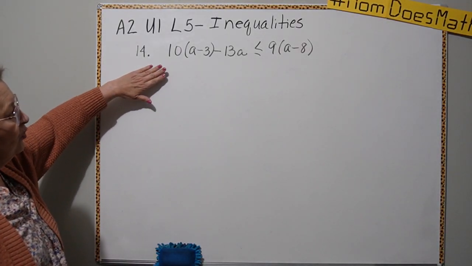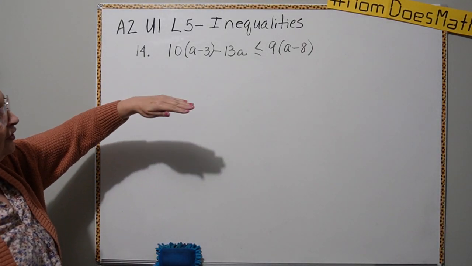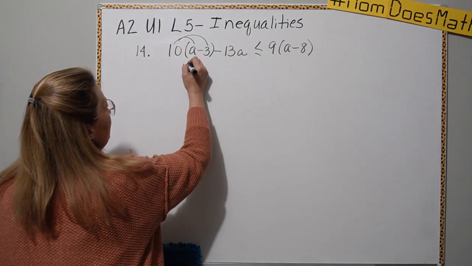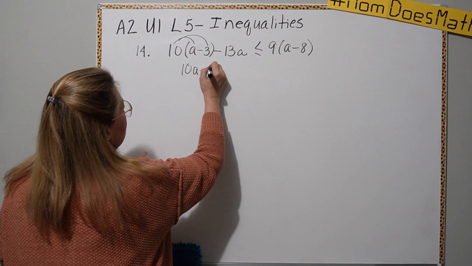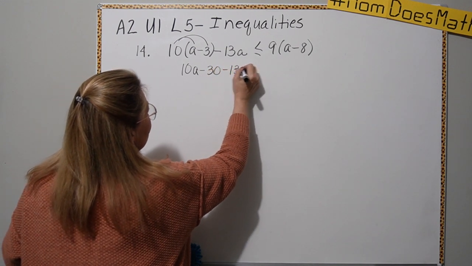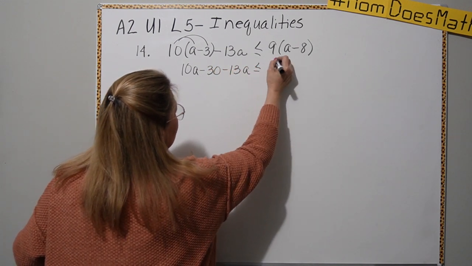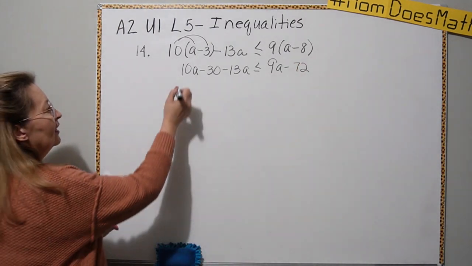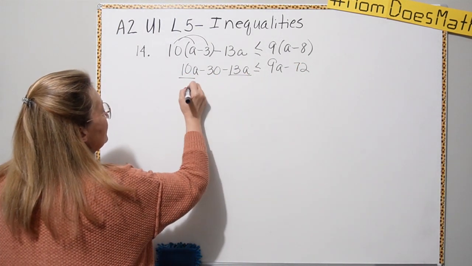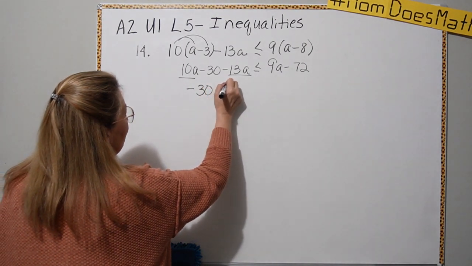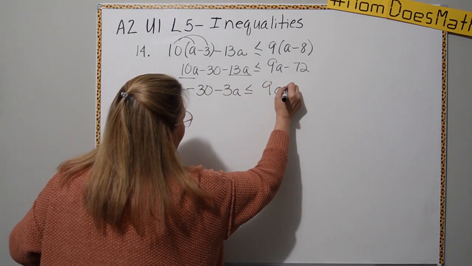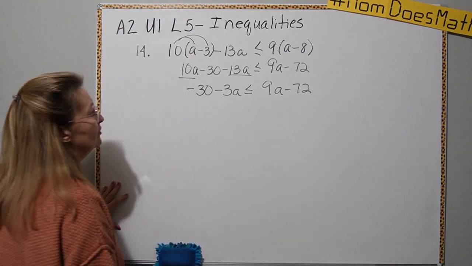Okay, let's look at number 14. First, let's get rid of parentheses. So when I distribute parentheses in here, I'm going to have 10a minus 30 minus 13a is less than or equal to 9a minus 72. All right, let's combine over here. So now I have negative 30 minus 3a is less than or equal to 9a minus 72.